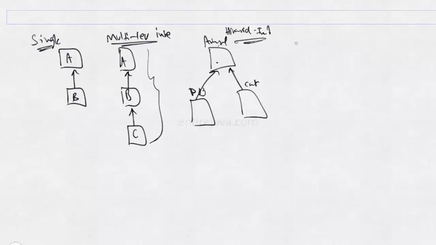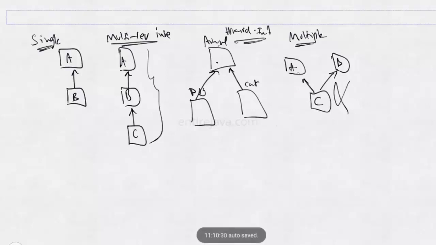Let's talk about multiple inheritance, wherein we'll have a couple of classes A and B, and we'll have a class C which will extend the behavior of both A and B. Java does not support multiple inheritance by extending 2 classes. That means C cannot extend the behavior of A and B. We have a problem with that approach, and I'll discuss that in later videos.